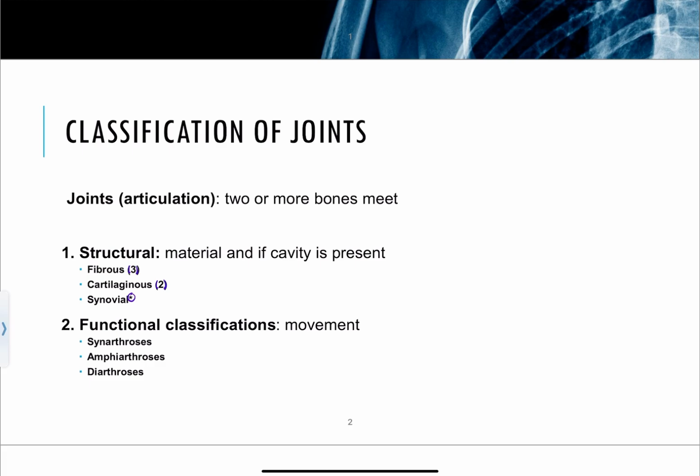When we go to functional classification, or the movement allowed by the joint, there's 3 specific types of movement. We have synarthroses, which means that the joint is immovable or not movable. When we're talking about amphiarthroses, that means we're talking about a slightly movable joint. And diarthroses means freely movable.